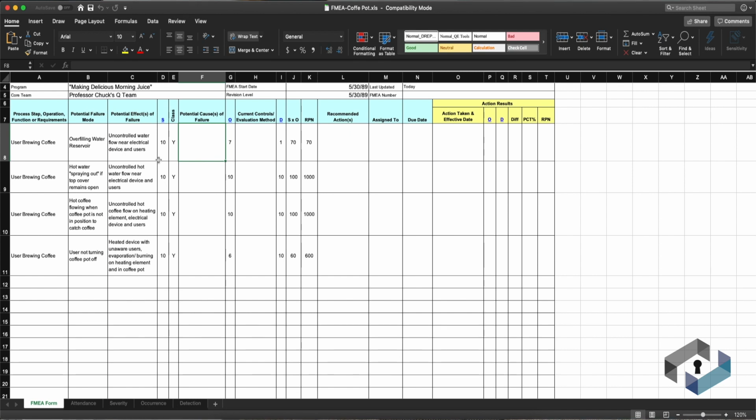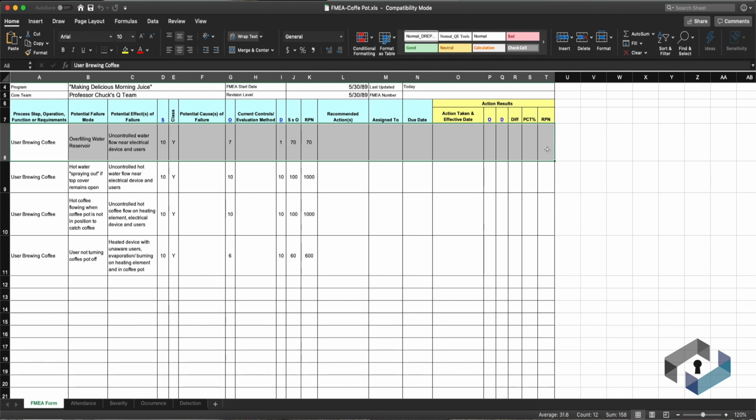So when you fill out the sheet, if you look at the process step, I said it's the user brewing the coffee. In fact, all four of the ones we're going to talk about in the video came from that particular function. All right, potential failure mode. The failure mode identified here is overfilling the reservoir. Now that leads us to the next step, which is severity. How bad is this on a scale of 1 to 10?